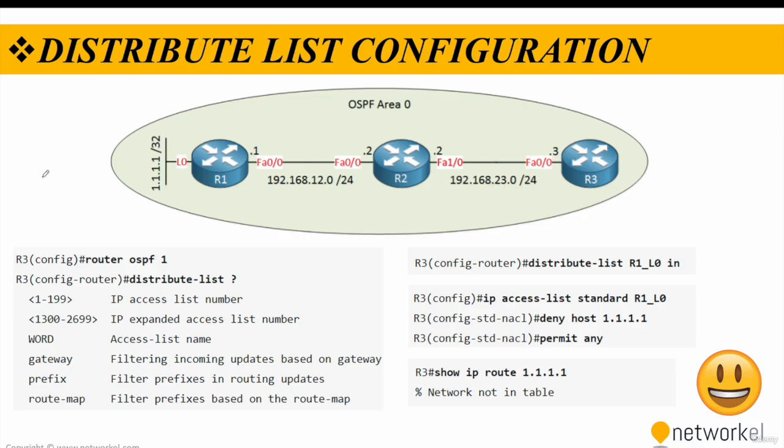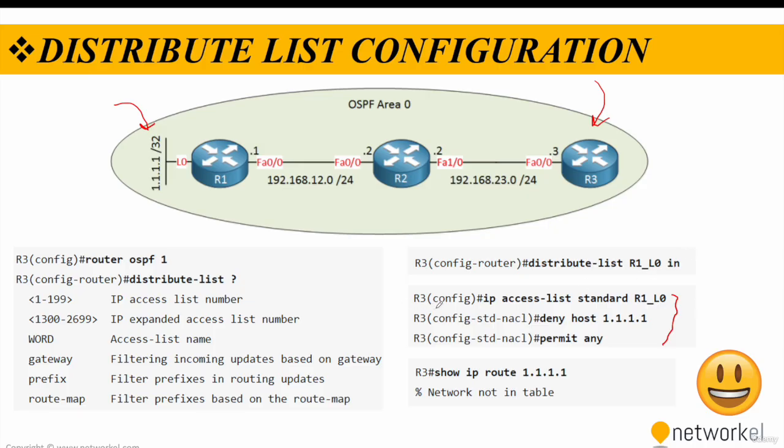Let's start with the distribute list configuration and try to filter the loopback interface of router 1 from the routing table of router 3. How can we achieve it? Router 1 has a loopback address, which is 1.1.1.1/32, as you are seeing here. So I need to go to router 3 to implement my distribute list. First of all, I need to define an access list.